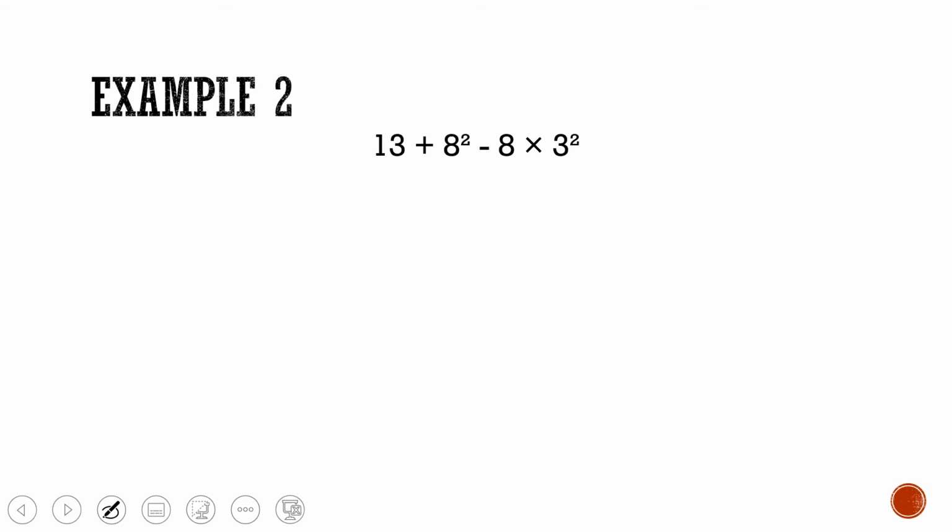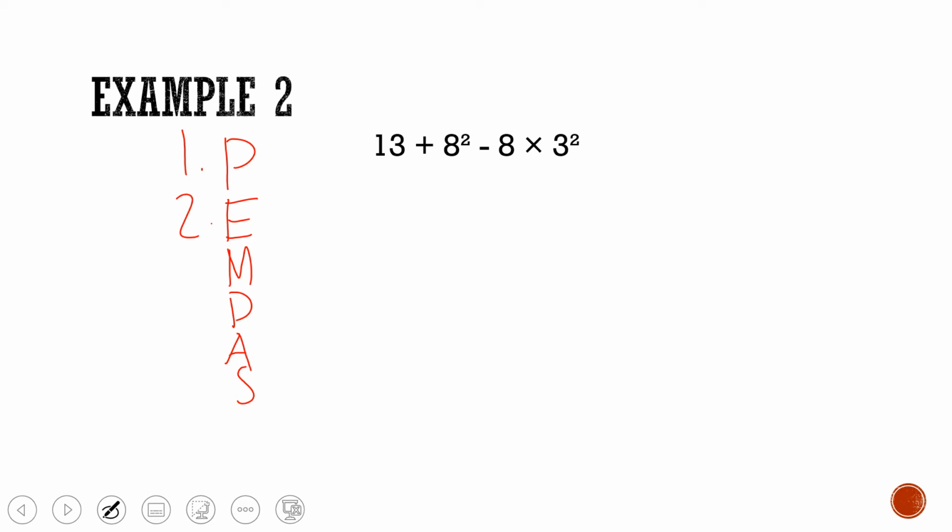Okay. Next example. This time, we have 13 plus 8 squared minus 8 times 3 squared. So I'm going to do the same thing again. I'm going to write down PEMDAS so I remember the steps. Sometimes I forget, so it helps me if I write them down. So we'll start with step 1, the P, parentheses. Once again, no parentheses in this problem, so we'll go to step 2, exponents.